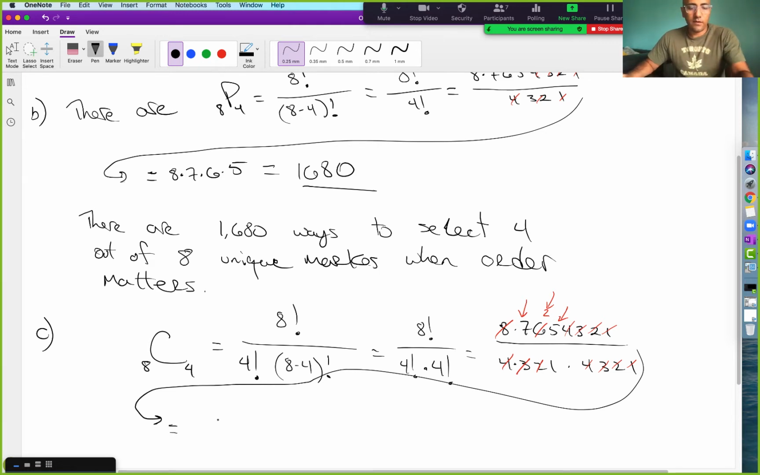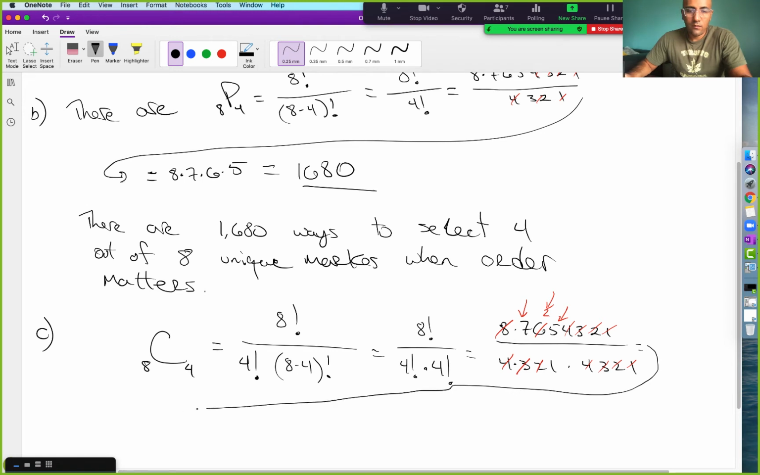Equals, no, that's too messy. So equals a multiplication of 7 times 2 times 5. Well, that's 10 times 7, that's 70. 70 ways to do this. Good. Luckily, there's also a nice easy button on your calculator that we can take advantage of.